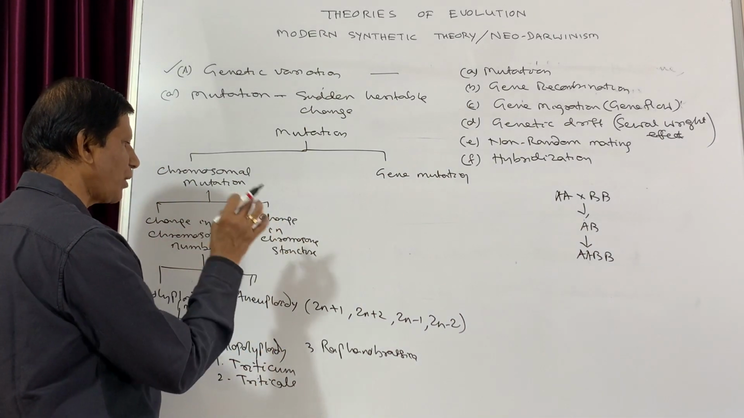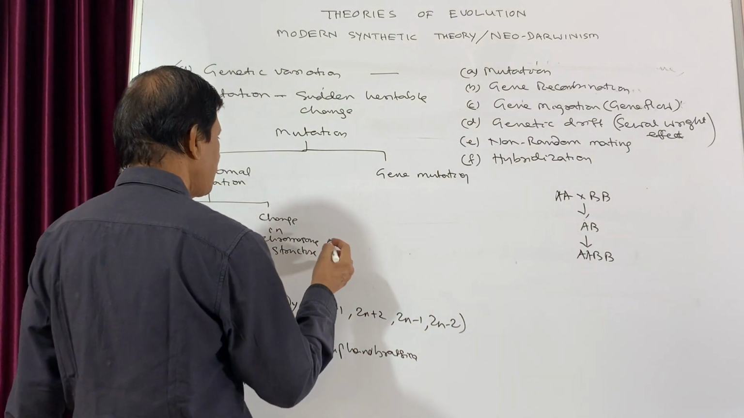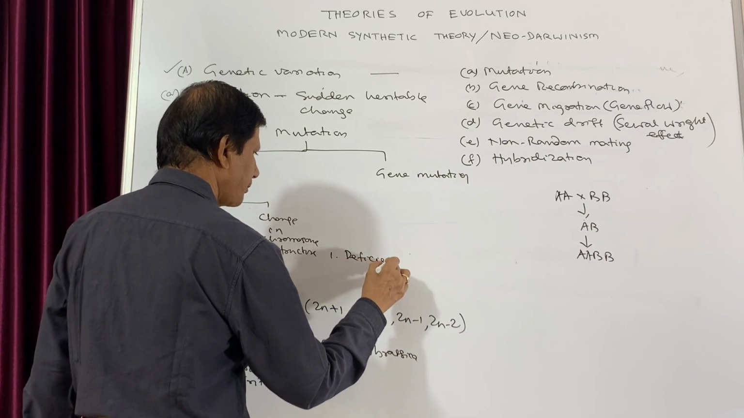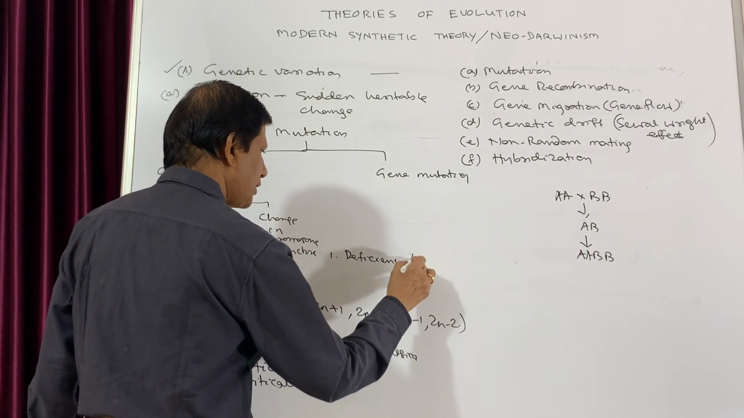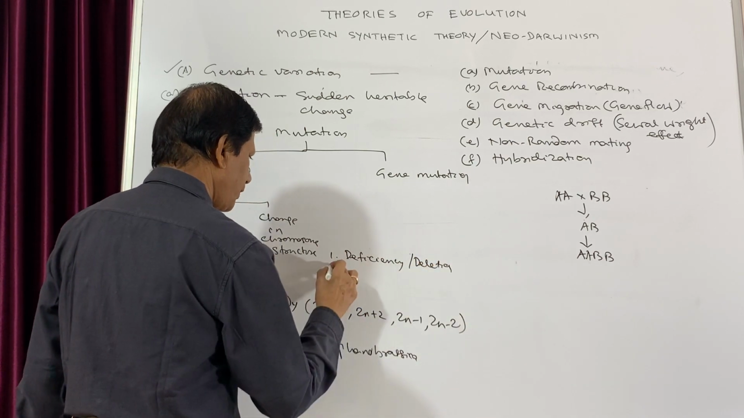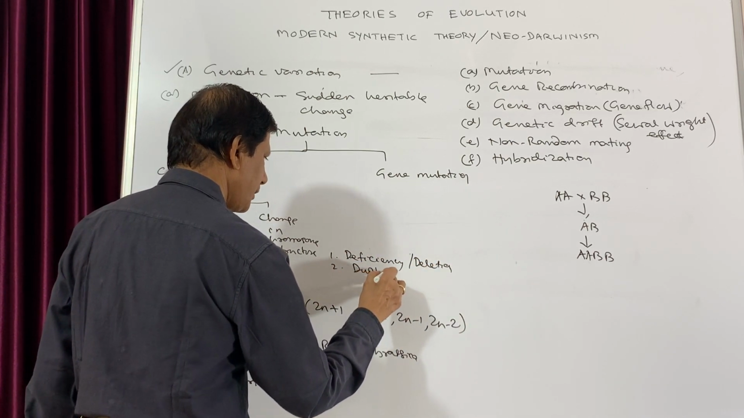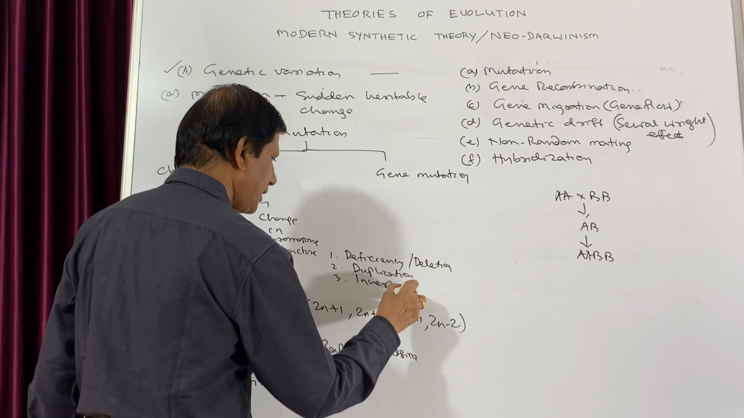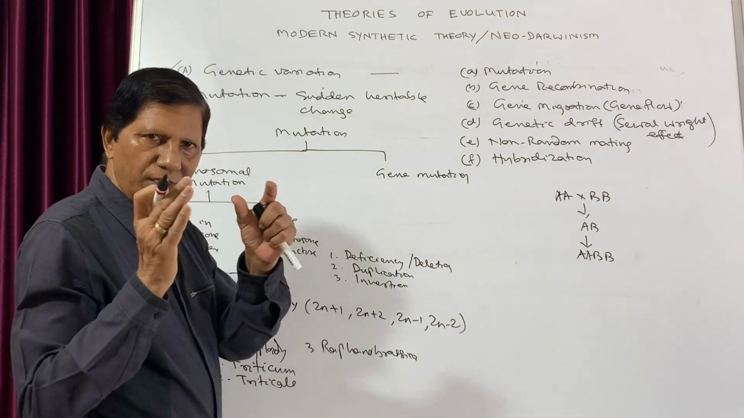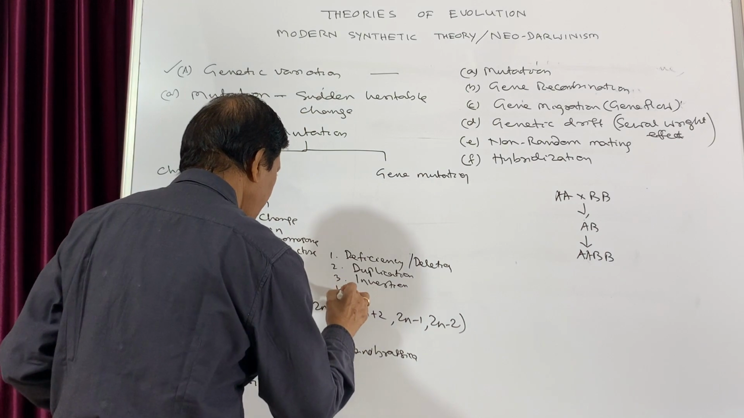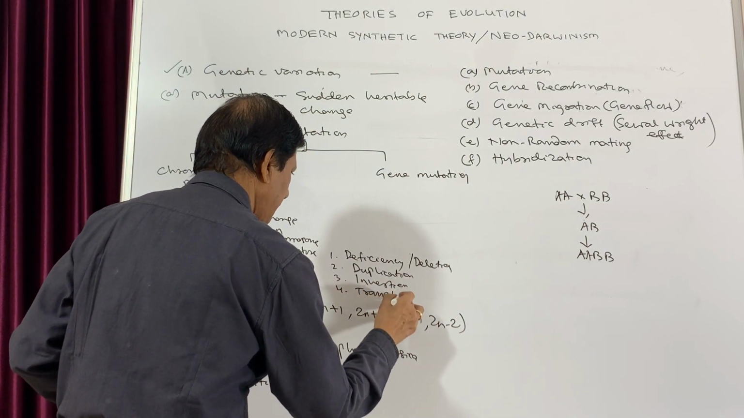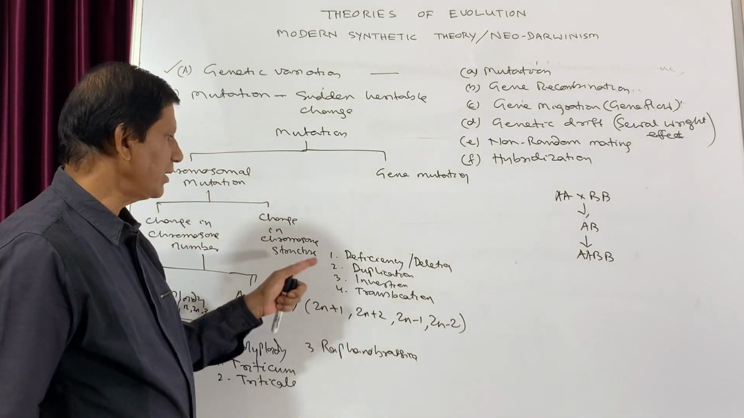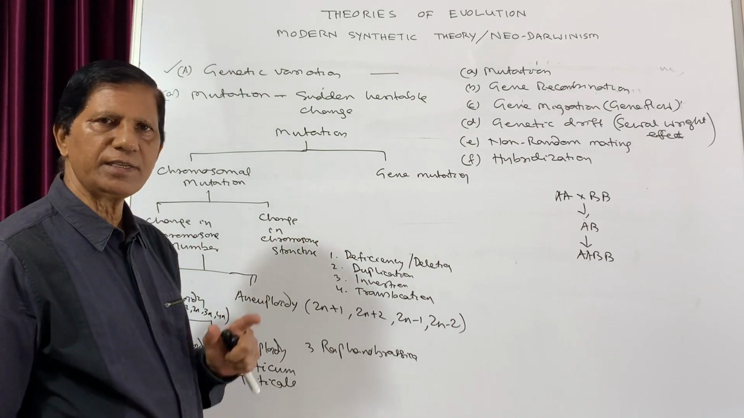Now, when there is change in chromosome structure, the changes may be, number 1, deficiency or deletion. Number 2, duplication of genes. There may be inversion, that means a portion of the chromosome will be inverted, or there may be translocation, when there is exchange of segments between two non-homologous chromosomes. All the details again we have discussed in the principles of inheritance, that is the genetics chapter.